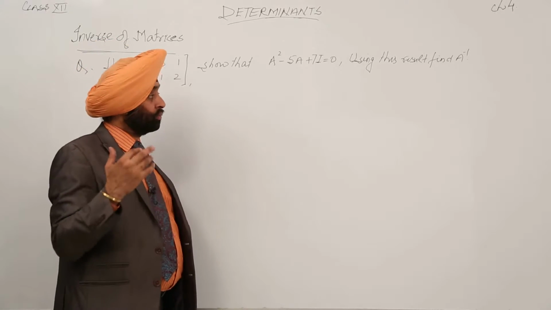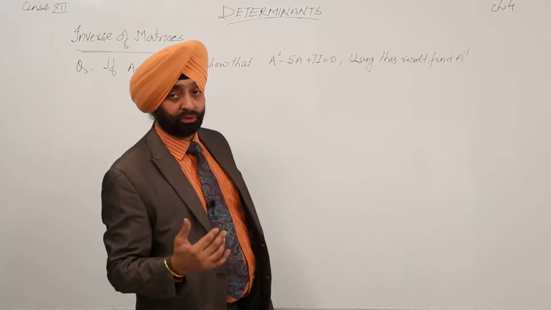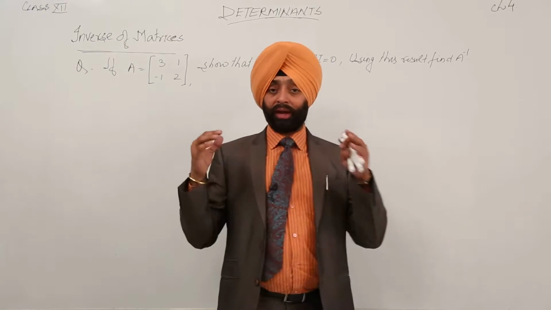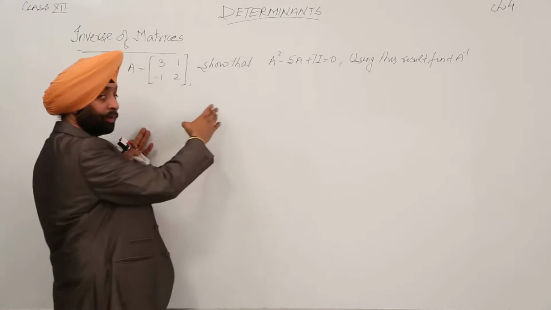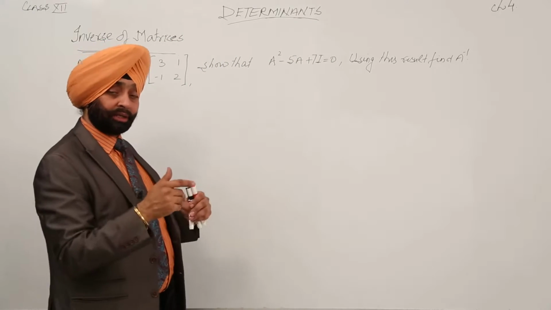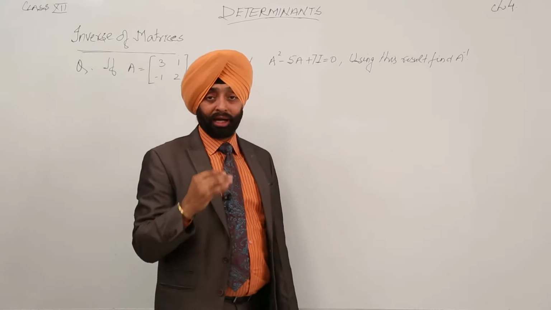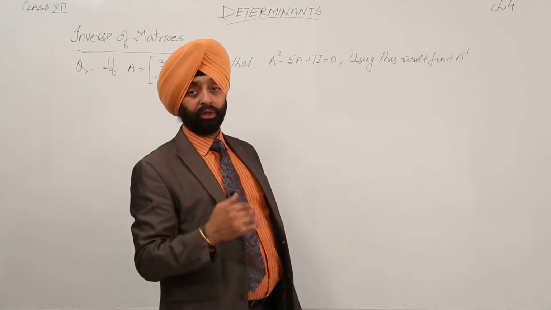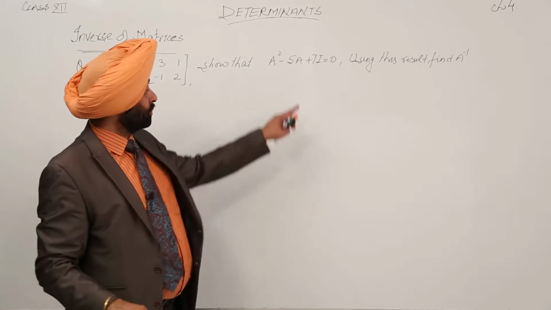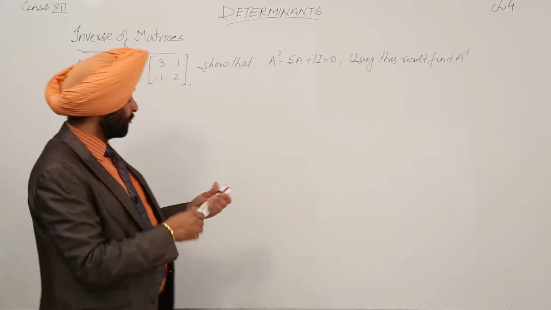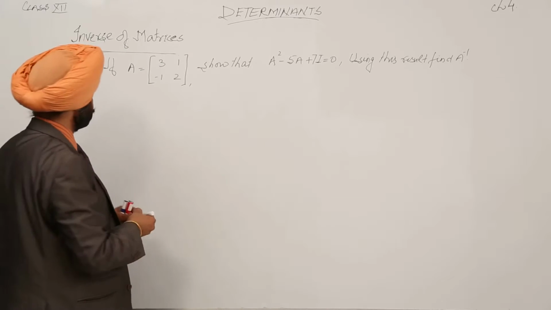Remember, suppose this question is in your exam and you first prove this part, and then you again start to find determinants, minors and cofactors. Then marks for the second part will not be given unless you use this concept. So now let's start.